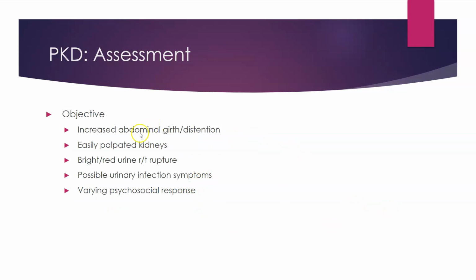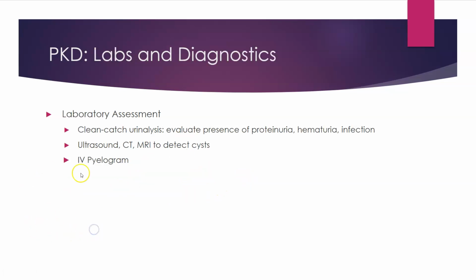Objectively, we might see that kidneys are bigger, you can palpate them, the abdominal girth is bigger, and they have some distension with this. They might have bright red blood that they're voiding out related to rupture of the cysts, possible UTIs, and of course psychosocial responses might vary depending on what they all see with this and what's going on.